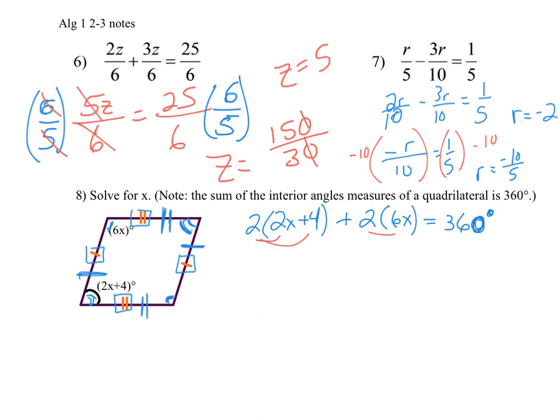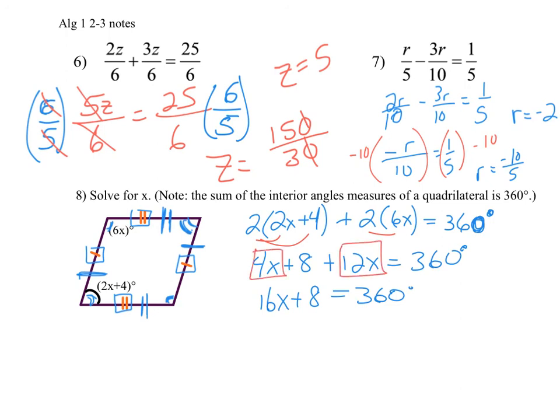2 times 2x, we're going to have 4x. We're going to distribute the 2, so we're going to end up with an 8. We're going to add that to 12x, and that's all equal to 360 degrees. You guys should be with me. Now we can combine like terms. I've got 16x plus 8 is equal to 360 degrees. All I did there was put together this 12x with this 4x, and left the 8 alone.